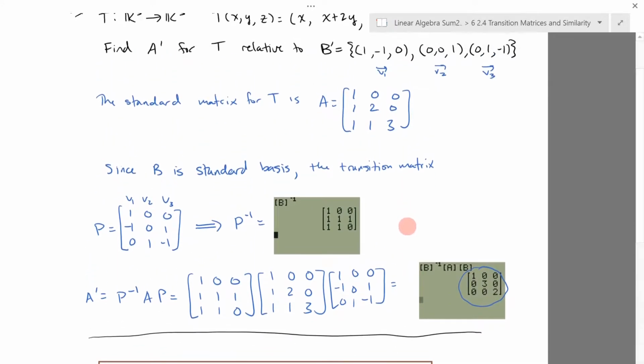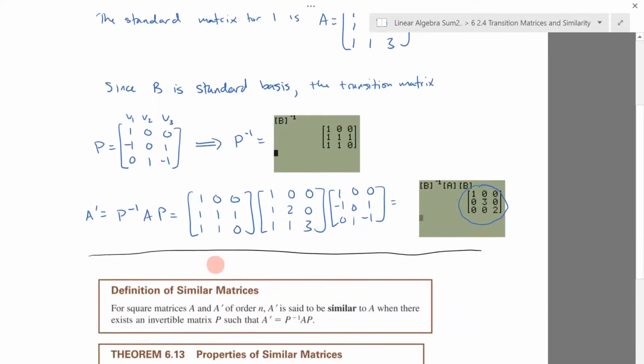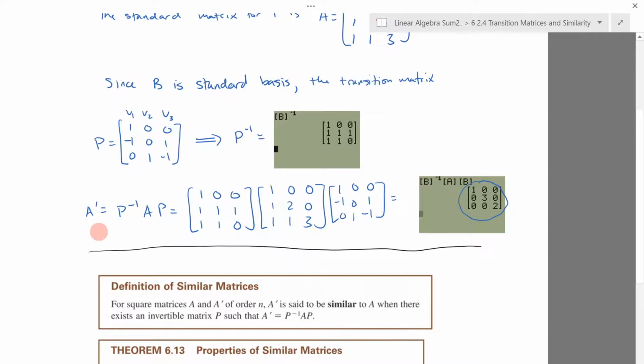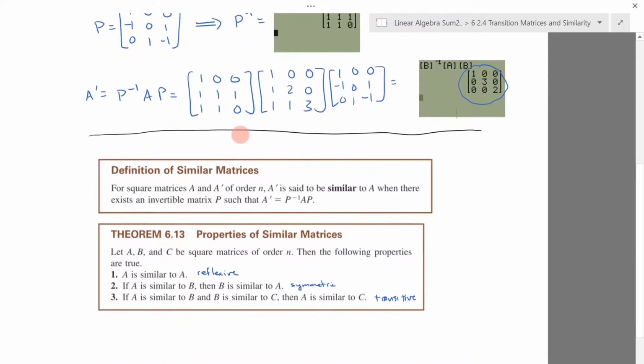So this situation where you have two matrices A prime and A related by the matrix multiplication in this exact setup, where you have the matrix P and you calculate P inverse AP, this relationship is called a similarity transformation, right? So two matrices A and A prime related in exactly this way are said to be similar to each other.